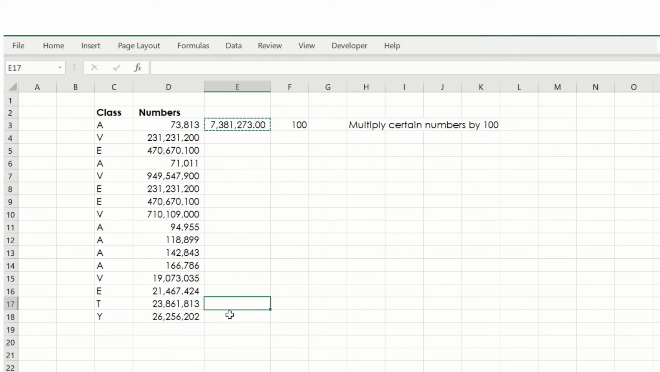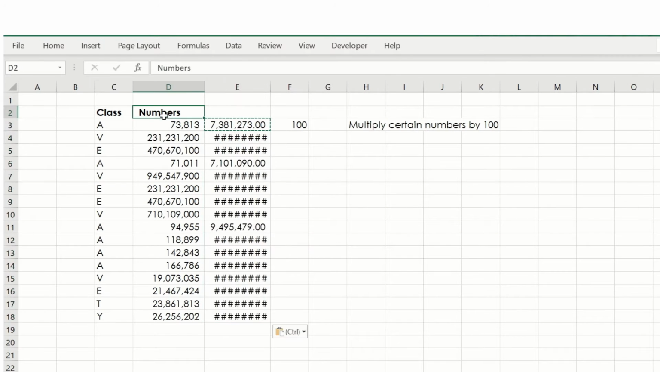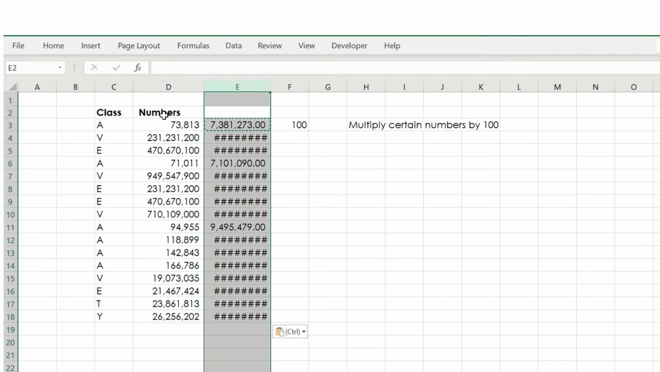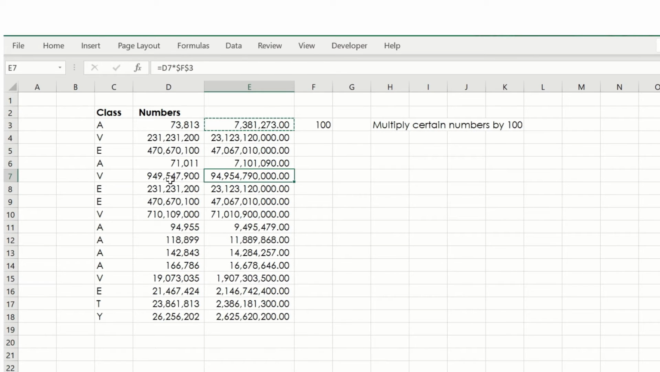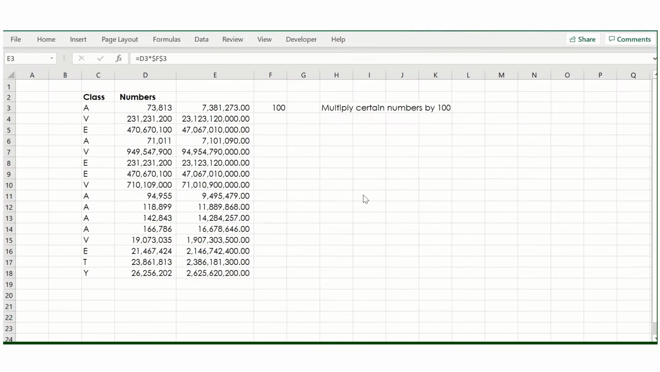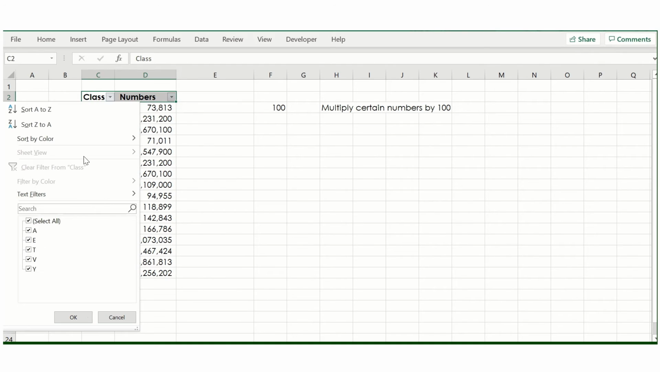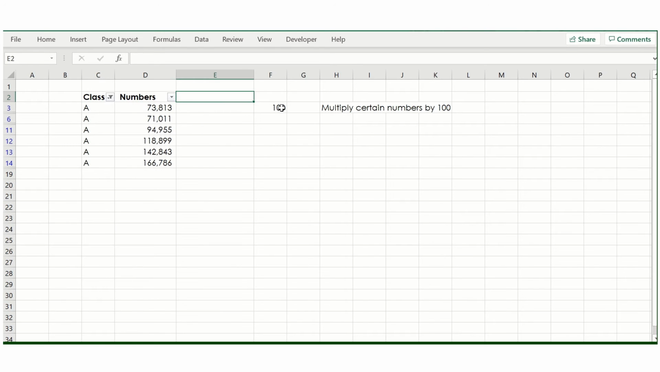But then after doing that, we have to filter class A because I also performed the multiplication, the math operation, to other classes like V, E, T, and Y. I don't like that. So what I would do is filter class A, and then copy 100. Make sure that those in class A are the only numbers I will multiply by 100.